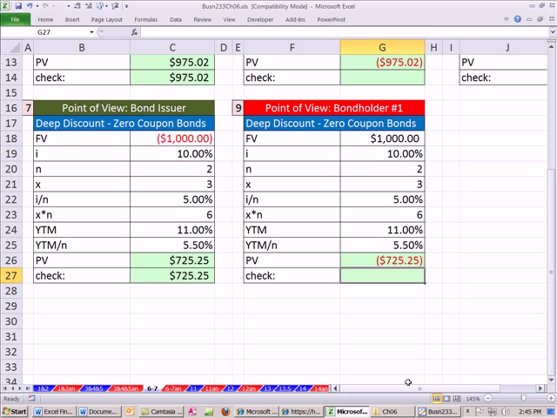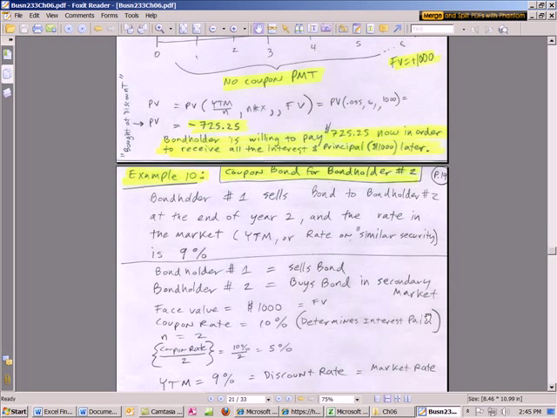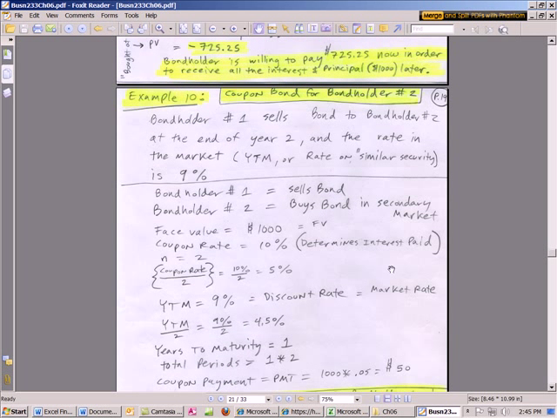All right, that's our first video about bonds. When we come back, we'll look at what happens when the bondholder who initially bought it sells it, and the discount rate will be below the coupon rate, and we'll see what happens to the price.